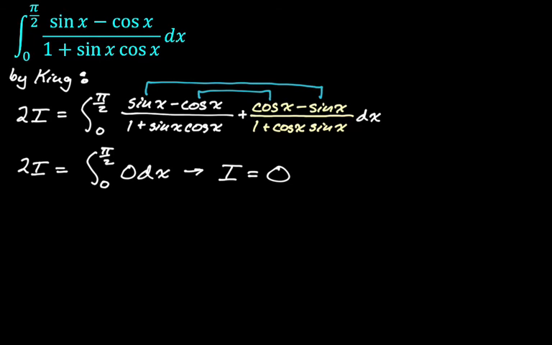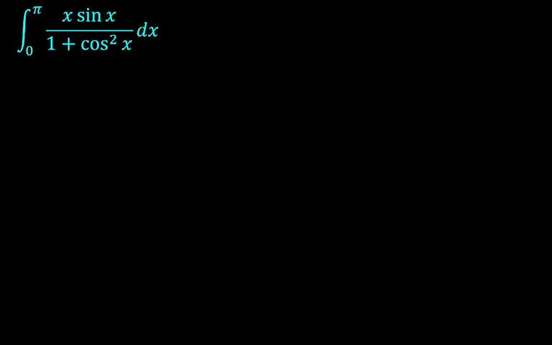All right, let's look at the next one. 0 to pi of x sine of x over 1 plus cosine squared of x. All right, we're doing it. I'm going to set it equal to I. We're going to declare that we're using the king property. And again, we're going to add the two integrals together. So we're going to have 2I.